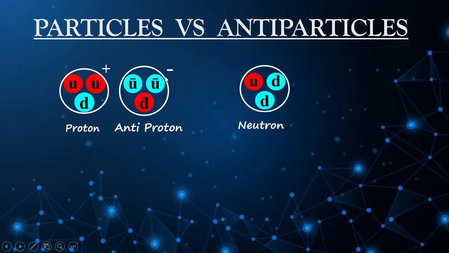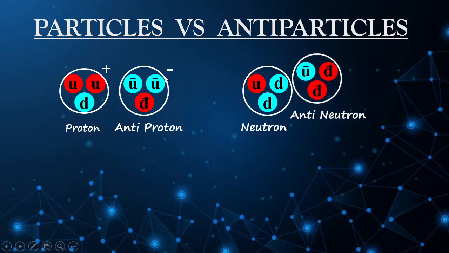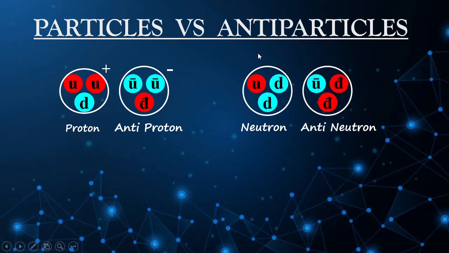Neutron and antineutron are both neutral particles, but their internal structures are different. Neutron consists of one up quark and two down quarks. Antineutron consists of one anti-up quark and two anti-down quarks.